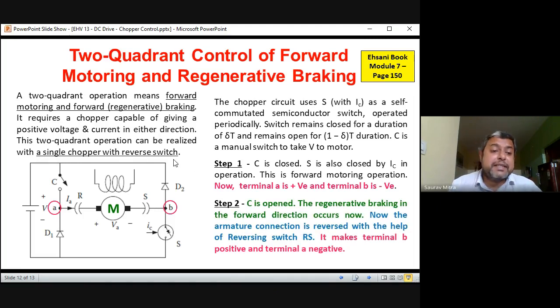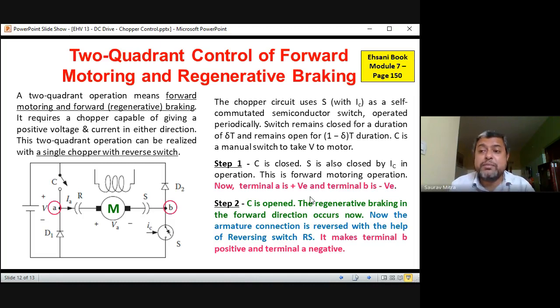What is the next case? Next case, C is open. So the motor is running with a very high speed, the inductor is having a huge amount of current. Suddenly, as we did in the case of the first chopper A, we are cutting the supply from the armature of the motor. What happens? Again, the same thing. A huge amount of voltage is produced in the reverse direction of the motor. So C is opened. The regenerative braking in the forward direction occurs now.